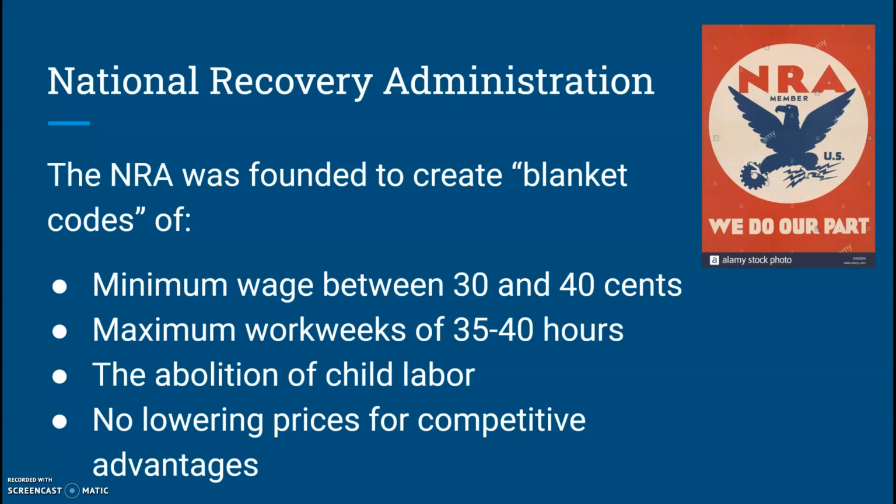And then lastly, the NRA, which was President Roosevelt's real primary goal, was to establish a minimum wage, a maximum work week, an abolition of child labor, and no lowering prices for competitive advantage. So make sure that people are making a series of money, that we are not overproducing, children are not working, giving it to people, and making sure that we are not lowering prices too low so that you're not making anything. And that's how the United States alleviated issues of the Great Depression.